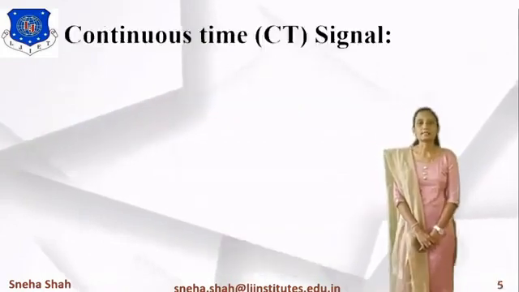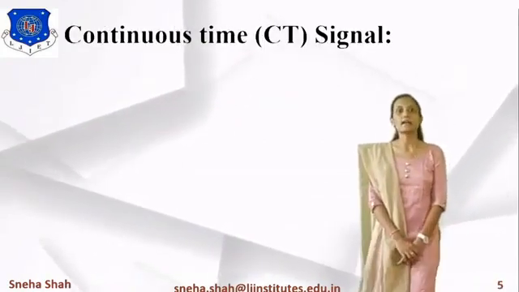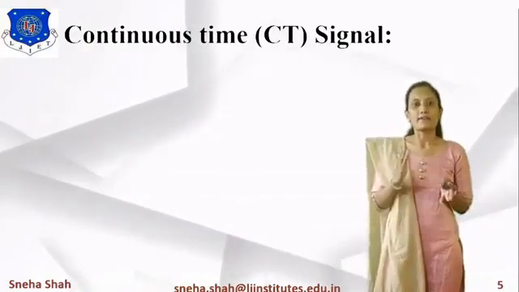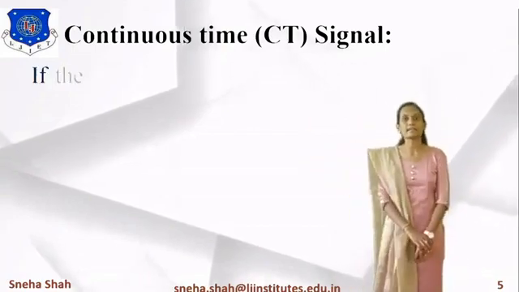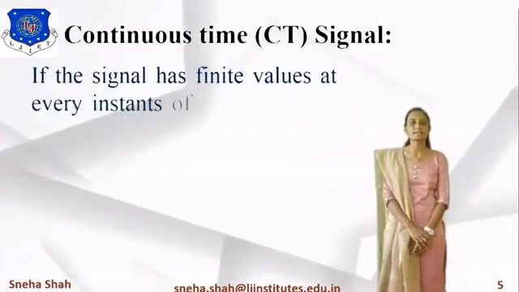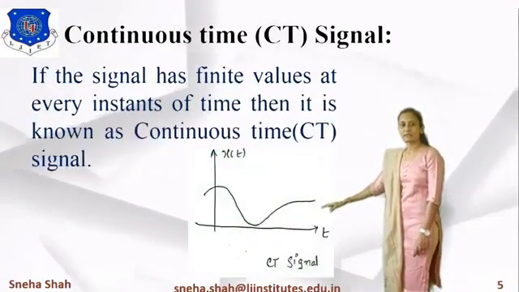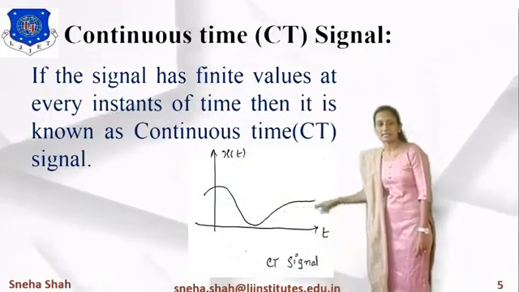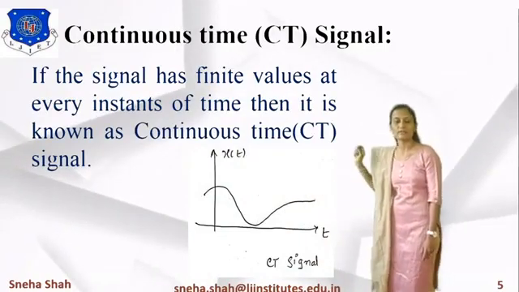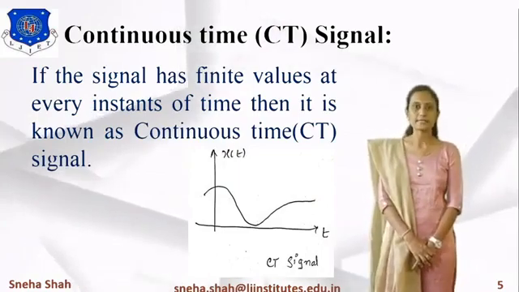Now the next type of signal is the continuous time signal. What is a continuous time signal? If the signal has a finite amplitude level at each and every instant of time, then it is known as a continuous time signal. If we draw the continuous time signal, it will look like this. From this diagram, you can see that at each and every time instant, it has some finite value of amplitude level. So it is considered a continuous time signal.